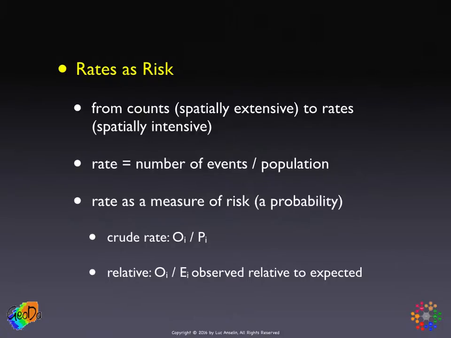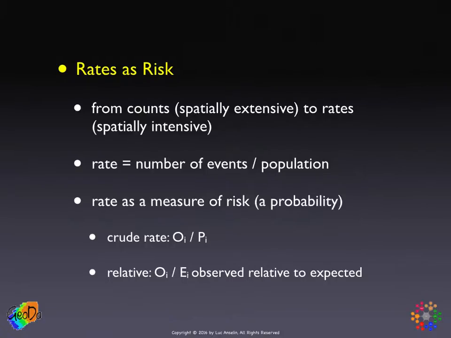And Michael Goodchild makes a big deal about this in terms of choropleth maps and cartography, in that he argues that you should never make a choropleth map for spatially extensive variables such as counts, but you should always convert them into proportions, rates, densities, intensities, so-called spatially intensive variables, before you map them.